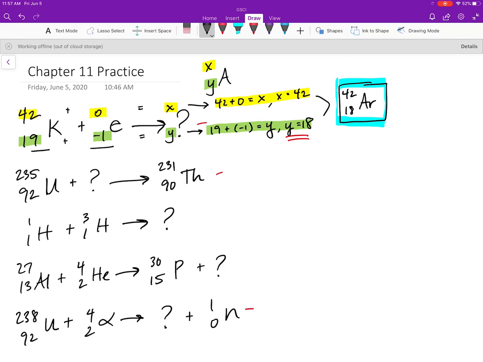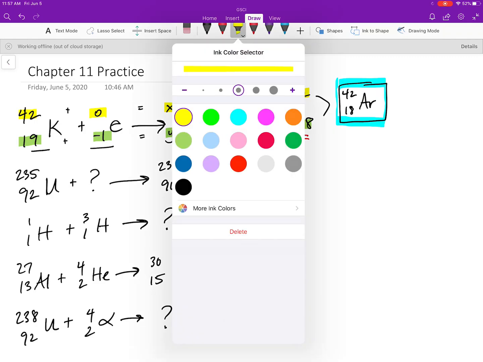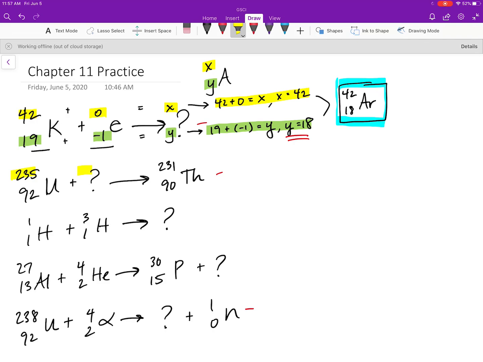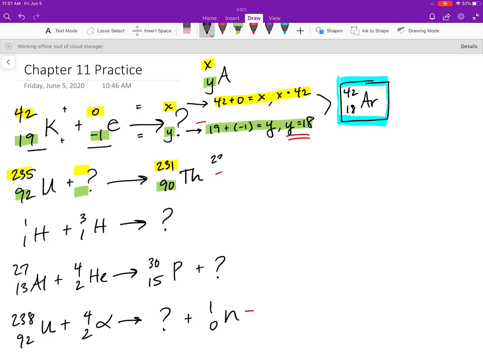Okay, so let's practice another one. I'm going to highlight the numbers. 235 plus question mark equals 231, and 92 plus question mark equals 90. So I'm going to have 235 plus x is equal to 231.